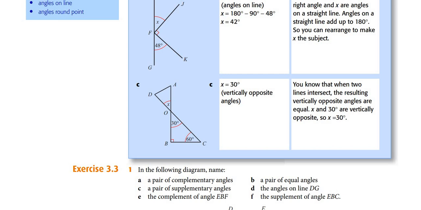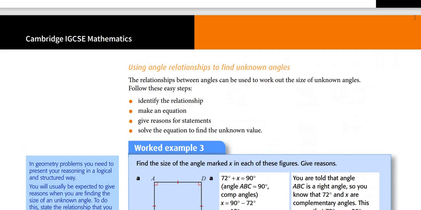You have to say why. As the book says, you have to give reasons for the statements. You have to give reasons why you are doing the thing you're doing. Okay.